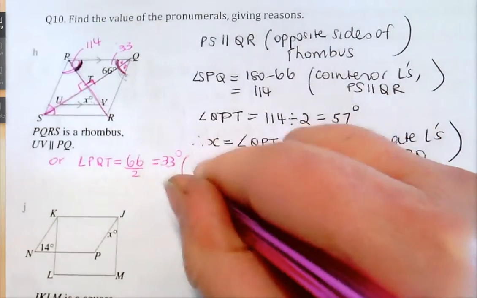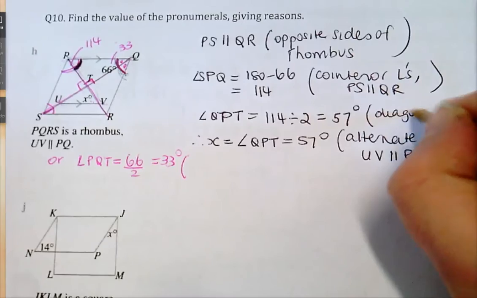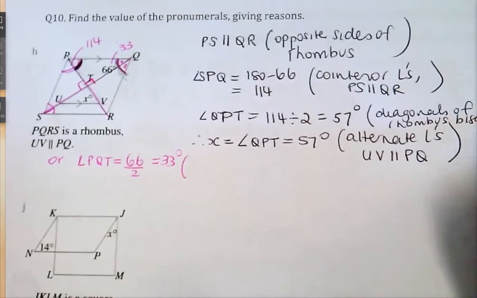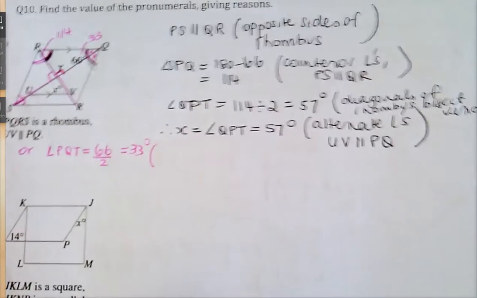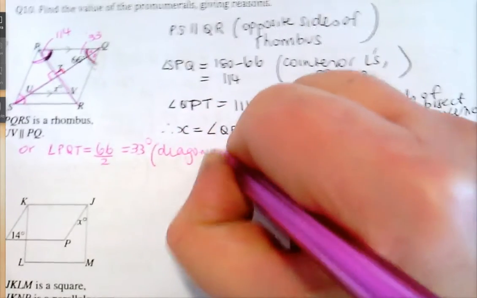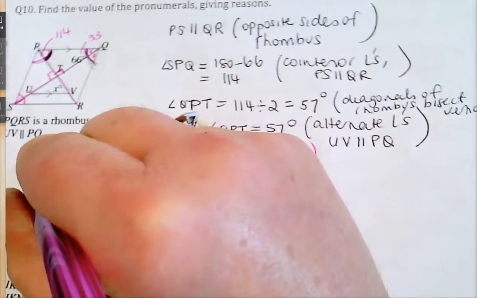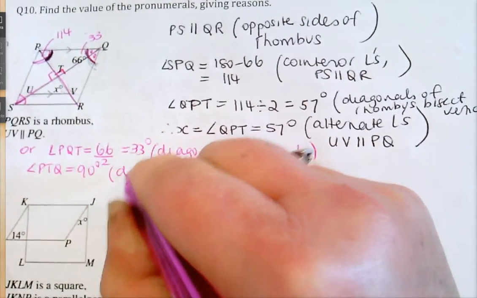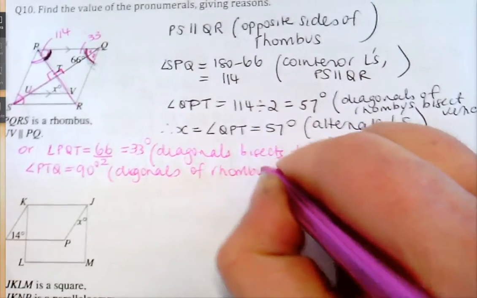Again, reason: diagonals. Sorry, I forgot to put the reason up here too. This is diagonals of a rhombus bisect the angles of the rhombus. Okay, same with this one. We could have done angle PQT is 33 degrees because the diagonals bisect the angles of the rhombus. Then I could have done that angle PTQ is 90 degrees because diagonals of a rhombus bisect at 90 degrees.